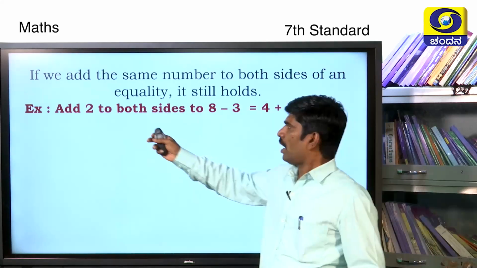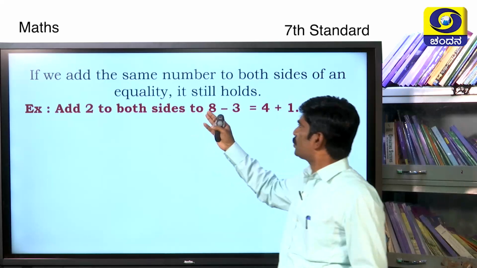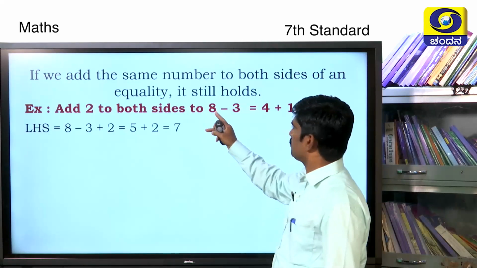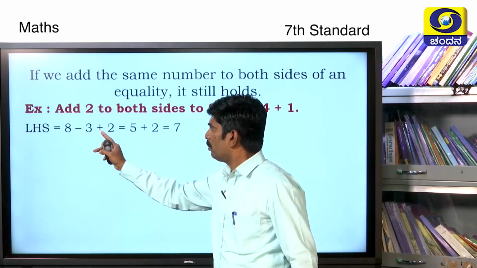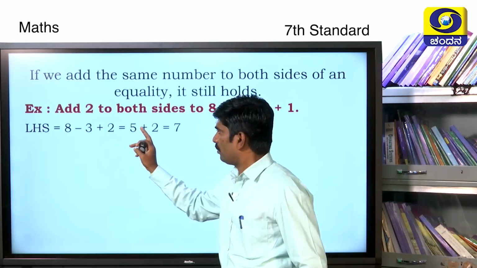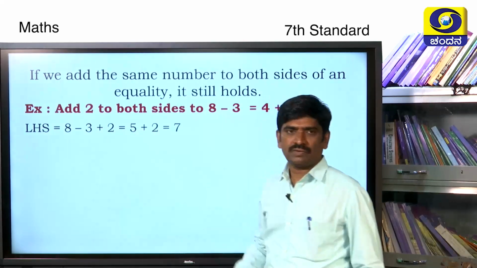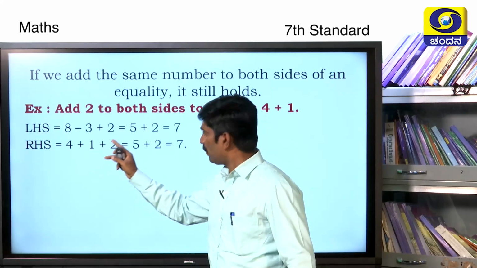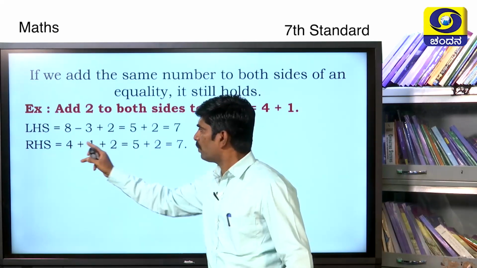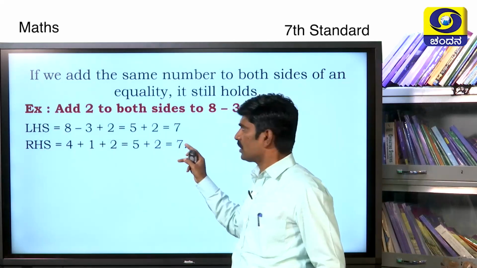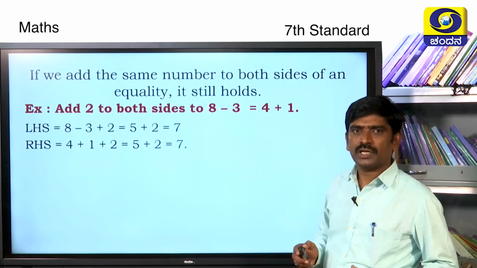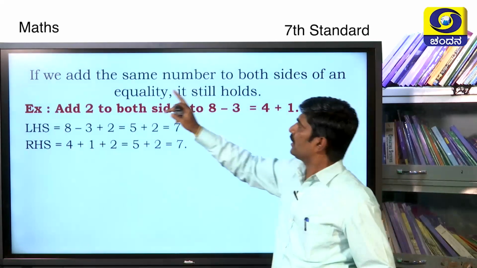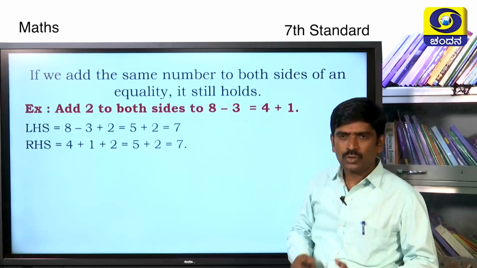After that activity, add 2 to both sides of 8 minus 3 is equal to 4 plus 1. The LHS, take this part, 8 minus 3 plus 2. 8 minus 3 means 5, plus 2, 7, that is LHS. Let us take RHS, 4 plus 1 plus 2. 4 plus 1 is 5, 5 plus 2, 7. Therefore, both sides are equal. If we add the same number to both sides of an equality, it still holds.